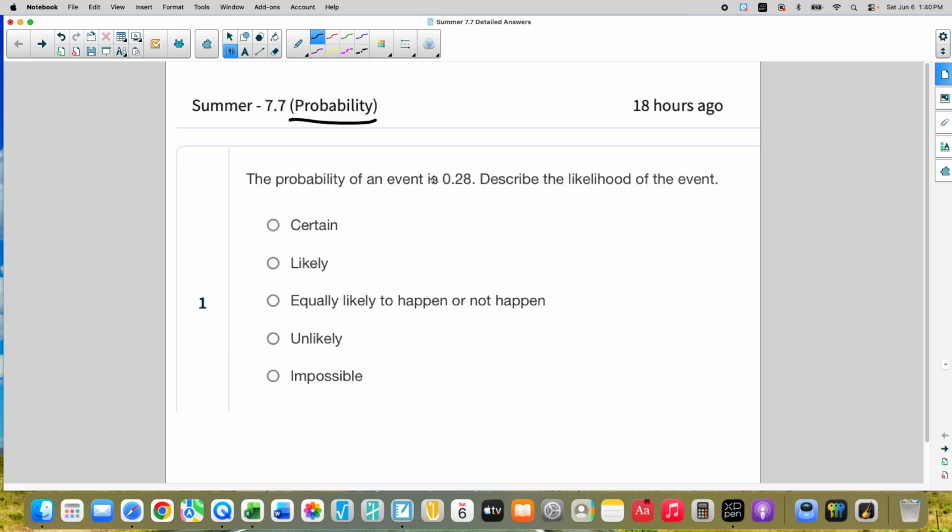The probability of an event is 0.28, or we'd say 28% successful. Describe the likelihood of the event. Well, it's 28 times successful, and the counter of that would be 72 times unsuccessful. So if it's only successful 28 out of 100 times, we would say that that is unlikely. It's not impossible. It's not equal, that's for sure. And it definitely isn't likely or certain.